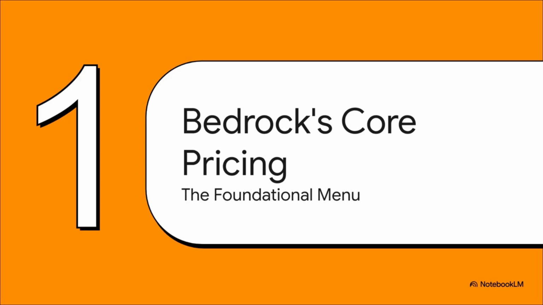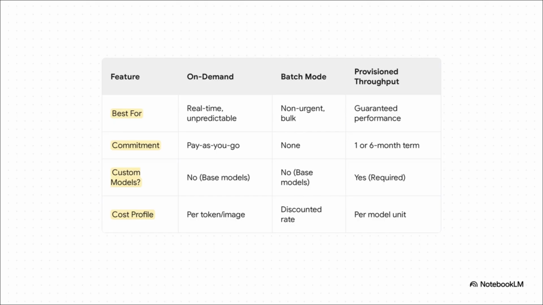Okay, first up, let's get a handle on the fundamental pricing options you've got. I want you to think of this as the menu of services you can choose from. Getting this right is an absolutely foundational concept for the exam. Now, what's really cool about this slide is how clearly it lays out the trade-offs. You've got on-demand, which is your super flexible, pay-as-you-go option for unpredictable stuff. Batch mode is for when you're not in a huge rush. And provisioned throughput? That's all about guaranteeing performance.